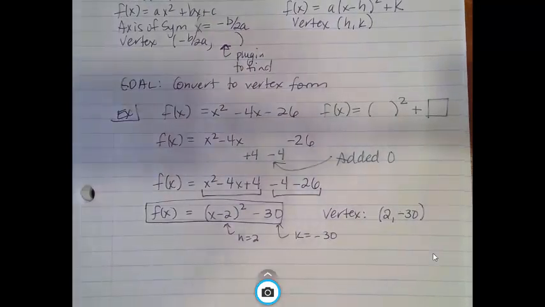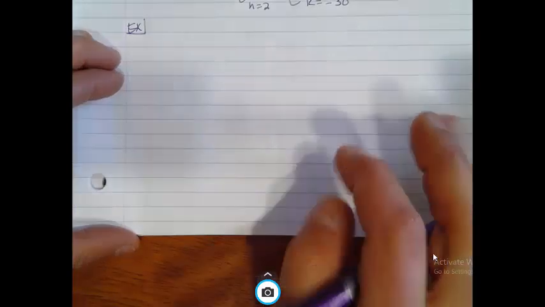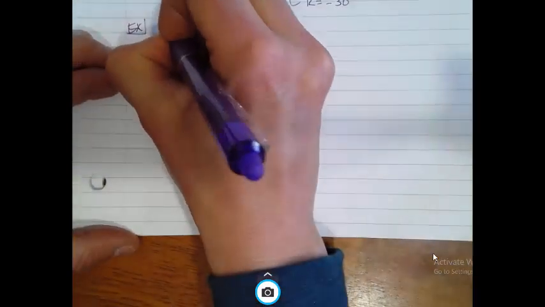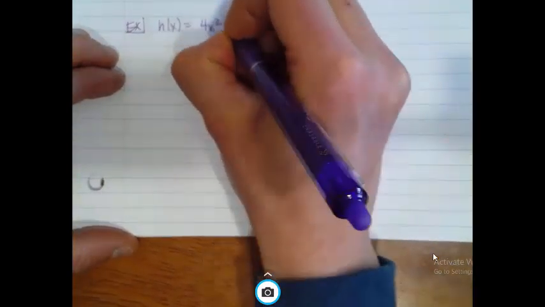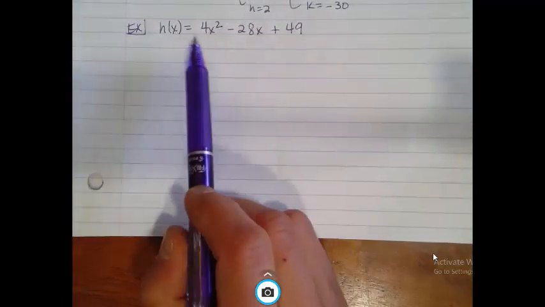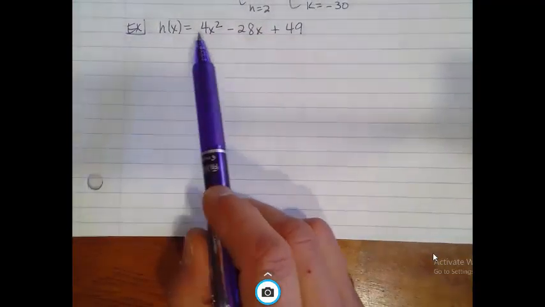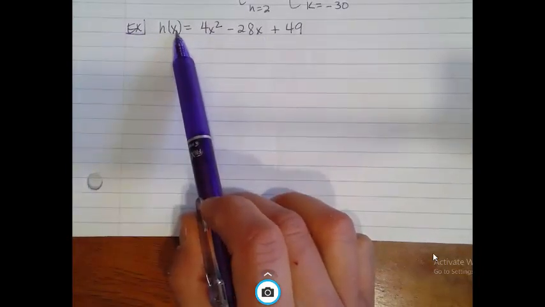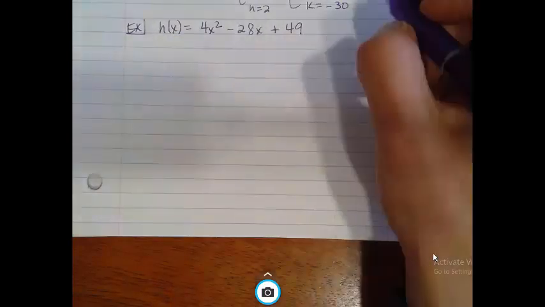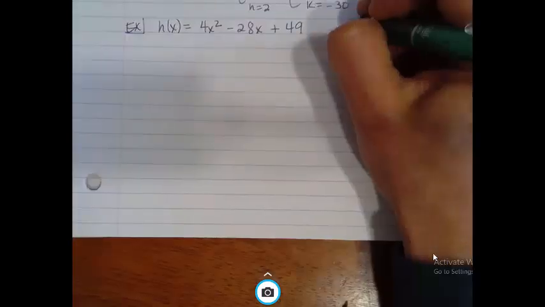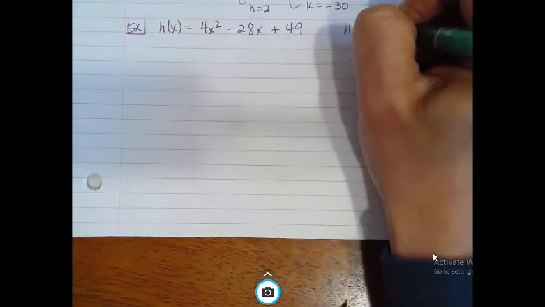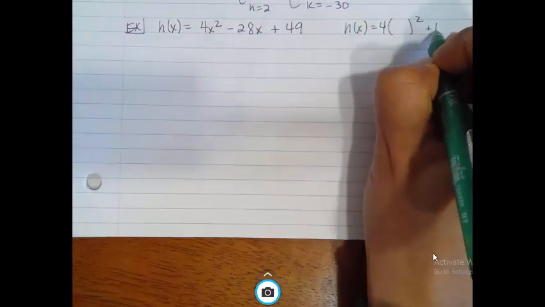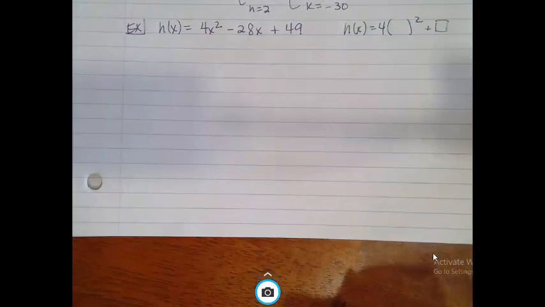Let's do a slightly harder example. This time we're going to have h of x is 4x squared minus 28x plus 49. Now this is a little bit harder because we have to deal with this 4. We can't just divide everything by 4 because I don't want to divide this side by 4. I want to keep it just as h of x. In the end, this is going to look something like h of x equals 4 times something squared plus something. So it's still going to be in vertex form.